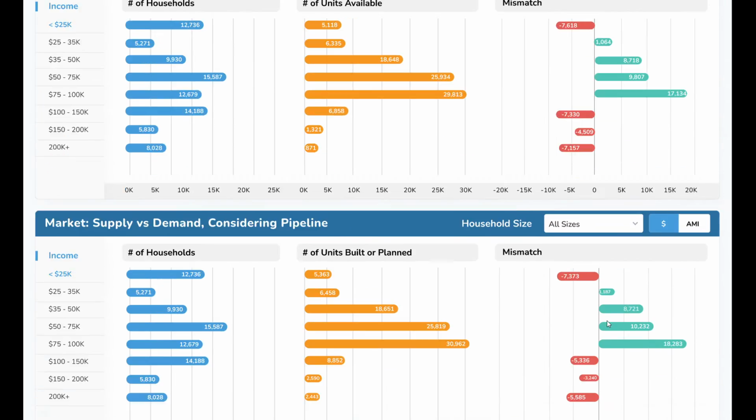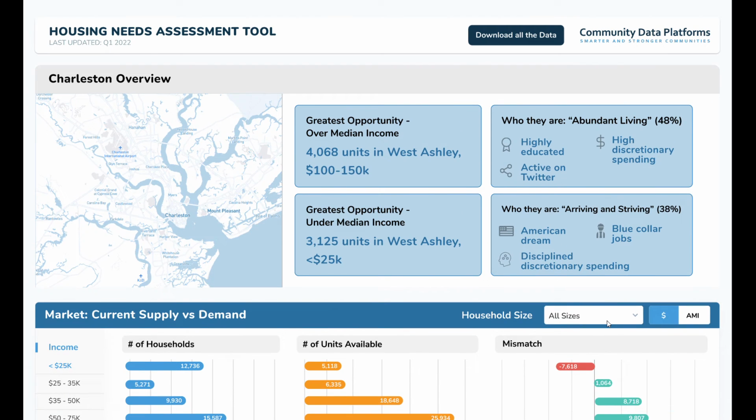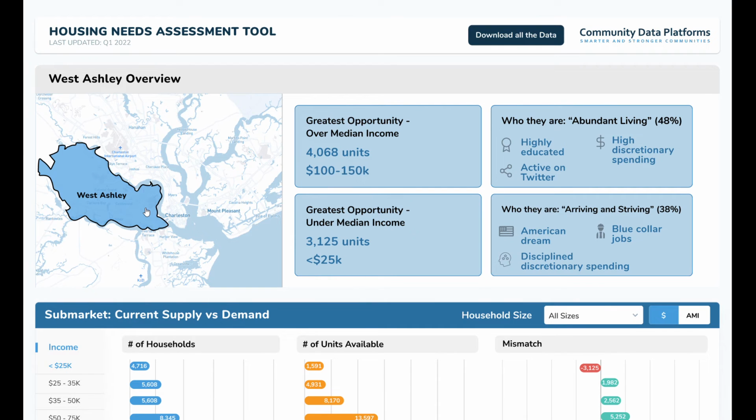What we've seen thus far has been on the market level, and the Housing Needs Assessment tool allows the user to zoom into different submarkets. For example, let's click on the West Ashley submarket, since that is where the greatest opportunity lies, both over and below median income. Notice that the KPIs did not update since they were already describing West Ashley. Say, for example, we clicked on the submarket Johns Island. Then on the Johns Island page, the KPIs would update to that particular submarket.